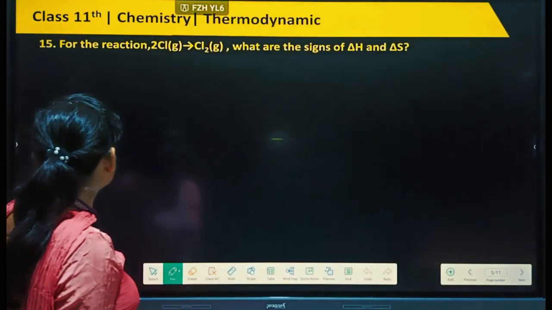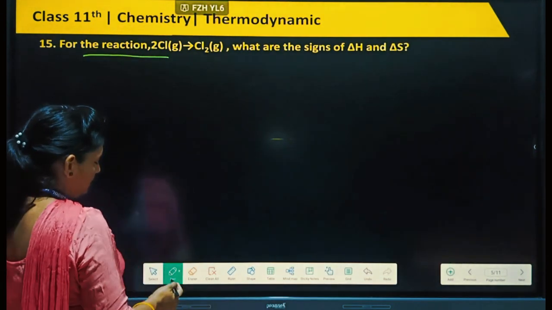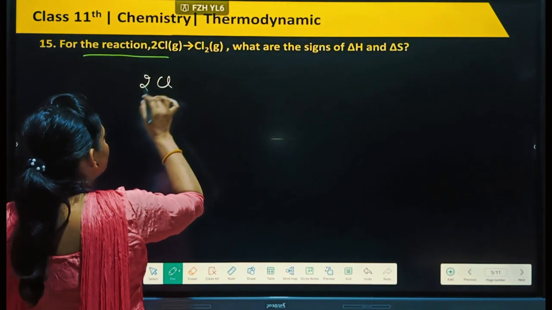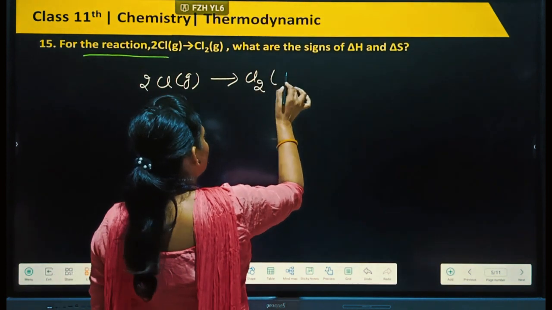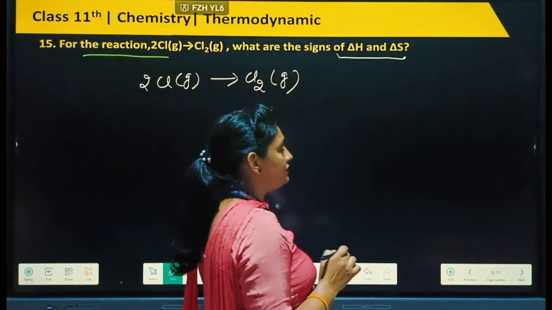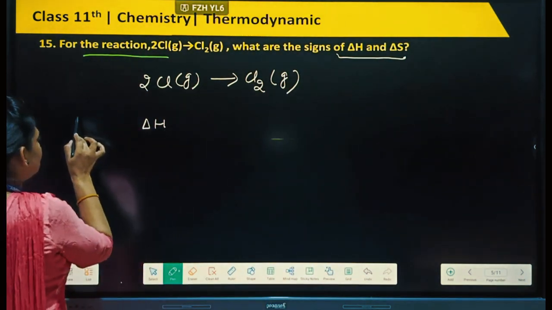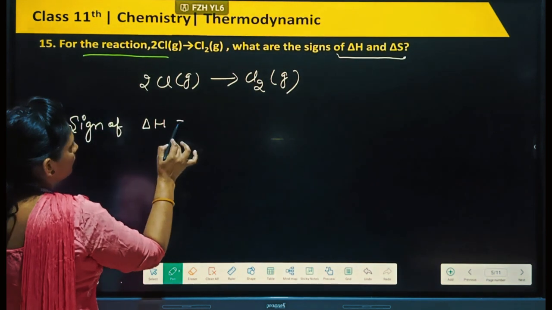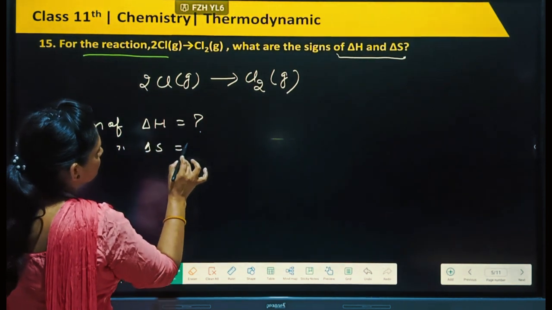Now say next question. For the reaction 2Cl, in gaseous state, giving Cl2 gas, what are the signs of del H and del S? You will tell.